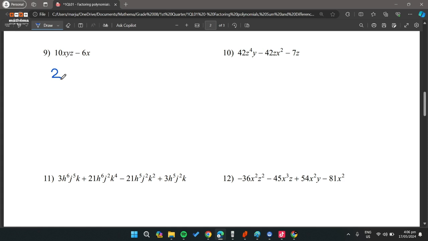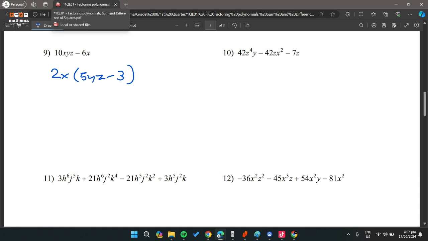Again, start with the number first so it won't be confusing. And then we are going to do the variables. We have x, y, z, and then the other side we have x. So the common is only x. So we have 2x as our common factor. And then once we factor out 2x, we will get 5y, z, and then we have minus 3. So this will be now our factor for 10xyz minus 6x.